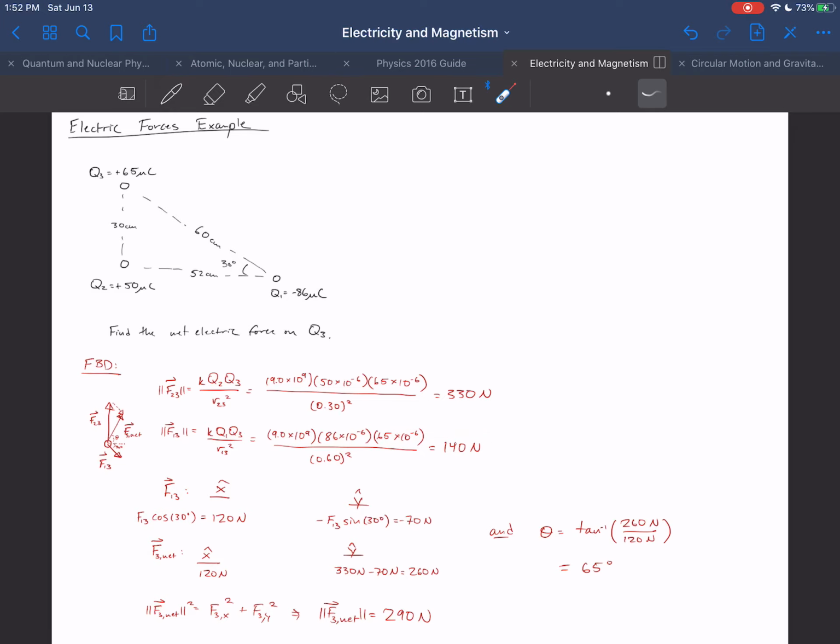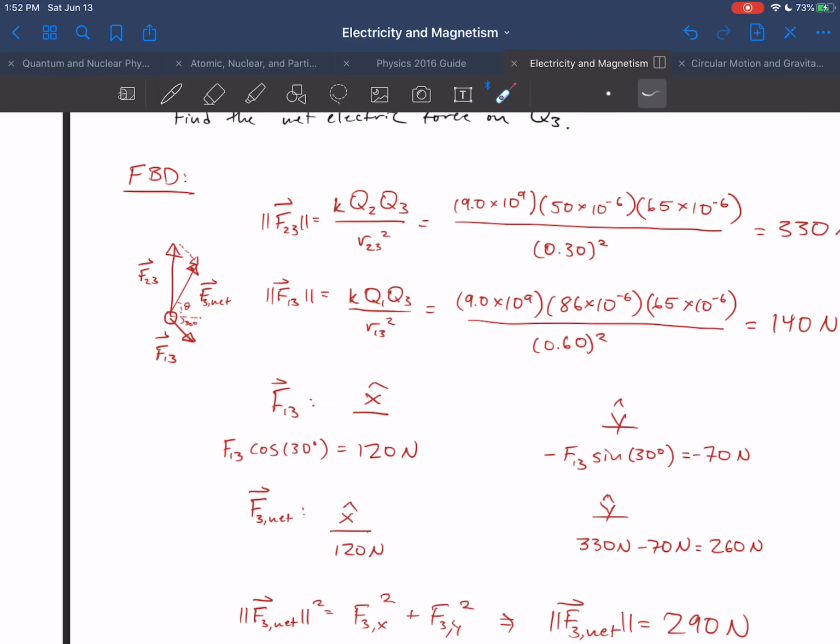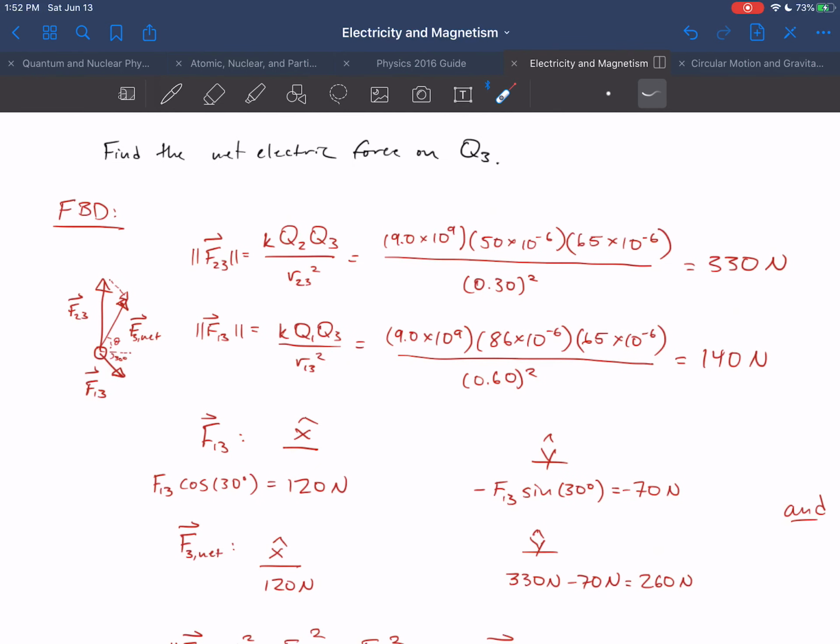Now, the next step is to recognize that to get F3 net, you can decompose both F23 and F13 into the horizontal and vertical directions, and then add up the horizontal and vertical components directly. So here's what I mean by that. I'm going to zoom in. To get F3 net, we're going to observe that the vertical component of F3 net is just the vertical component of F23 minus the vertical component of F13.